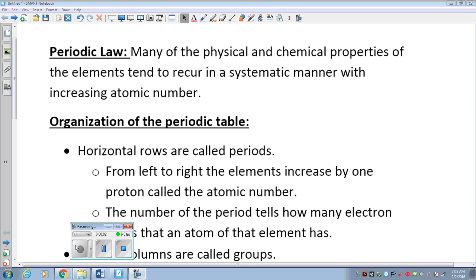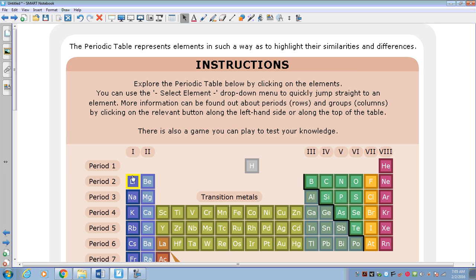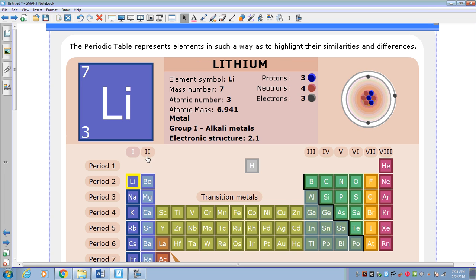This video is going to talk about the organization of the periodic table, how it's organized. It's organized in a unique fashion because if you look at it from left to right, it makes sense. It all goes in order based on the increasing atomic number.